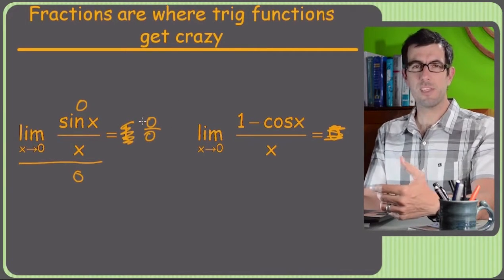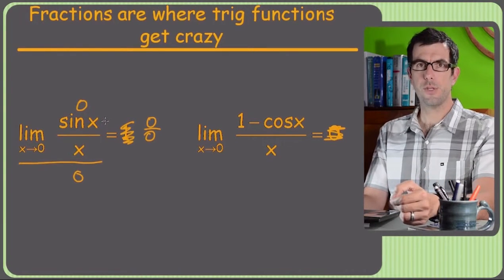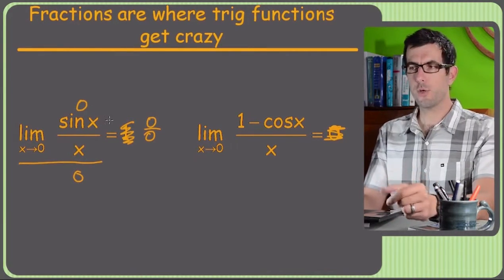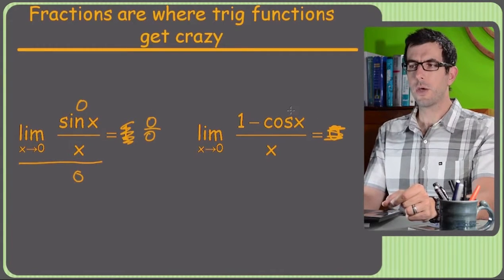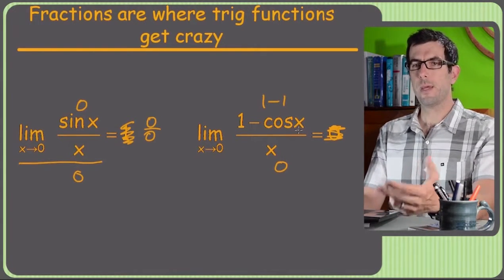But of course, any tricks we've seen in previous videos are not going to work here. There's no way to reduce this or whatever. It's not a polynomial. Similar thing happens here. Cosine of 0 is 1, so this is 1 minus 1, which is 0, over 0 again. So once again, we have 0 over 0. What can we do about it?